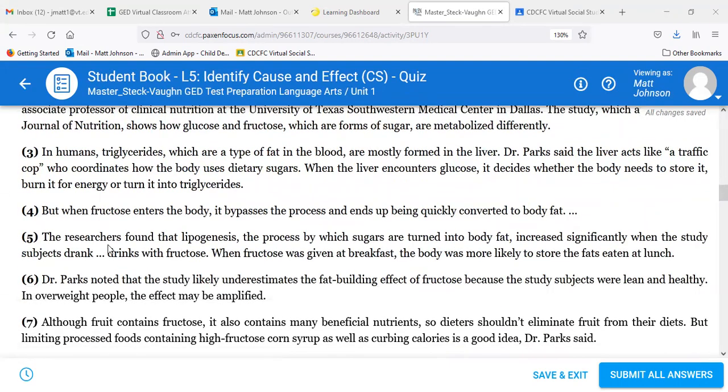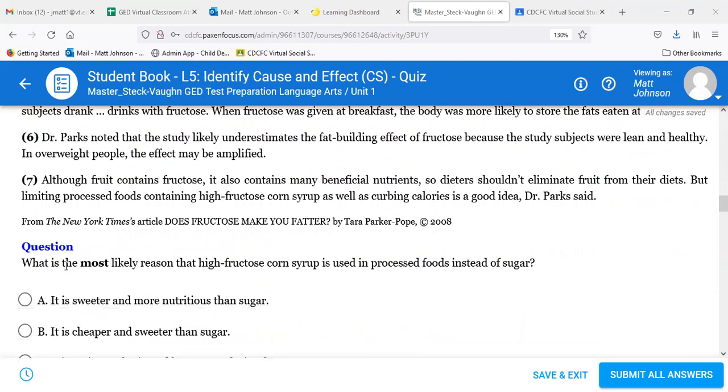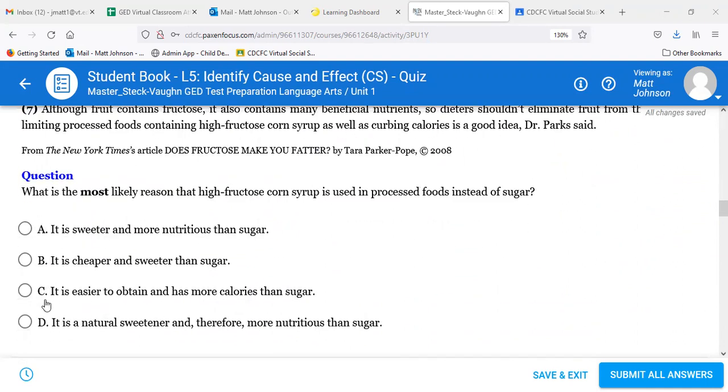Dr. Parks noted that the study likely underestimates the fat-building effect of fructose because the study subjects were lean and healthy. In overweight people, the effect may be amplified. So although fruit contains fructose, it also contains many beneficial nutrients, so dieters shouldn't eliminate fruit from their diets. But limiting processed foods containing high fructose corn syrup, as well as curbing calories, is a good idea, Dr. Parks said.